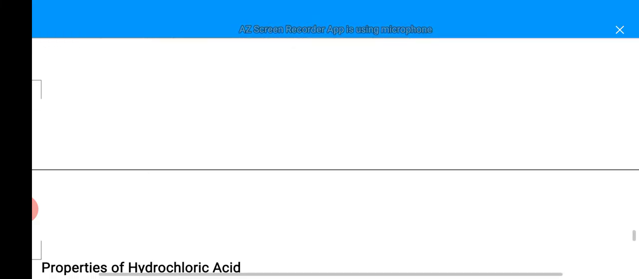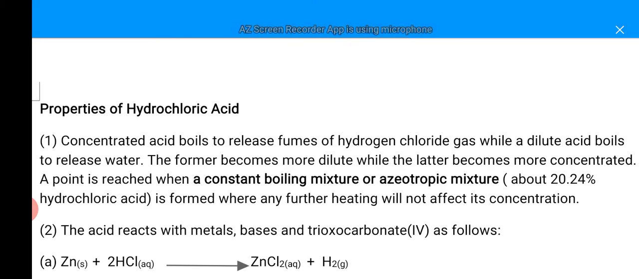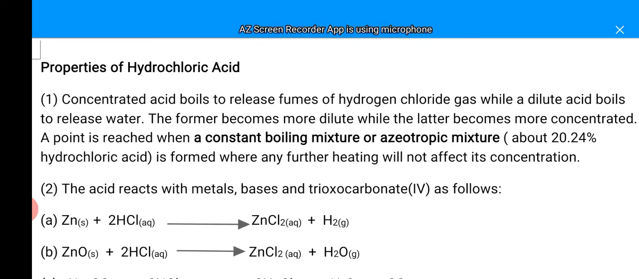Moving forward, what are the properties of this hydrochloric acid that is formed by the dissolution of hydrogen chloride gas in water? Number one, we have its concentrated form and we have its dilute form. If the concentrated form of this hydrochloric acid is boiled, it releases fumes of hydrogen chloride gas, while a dilute form of the acid boils and releases water vapor.